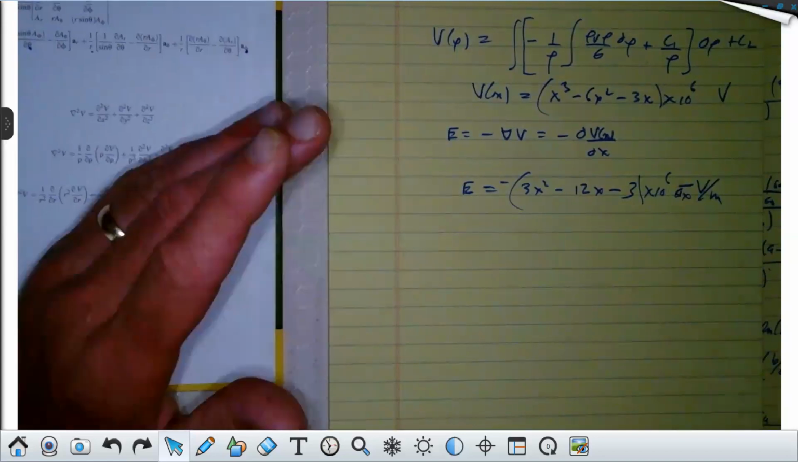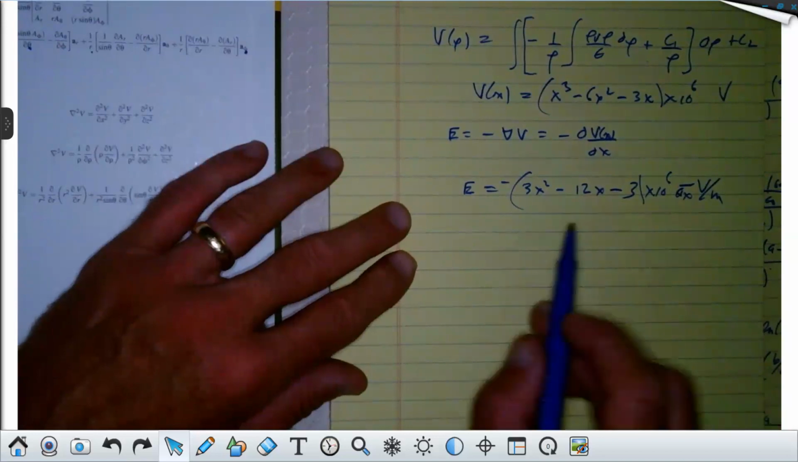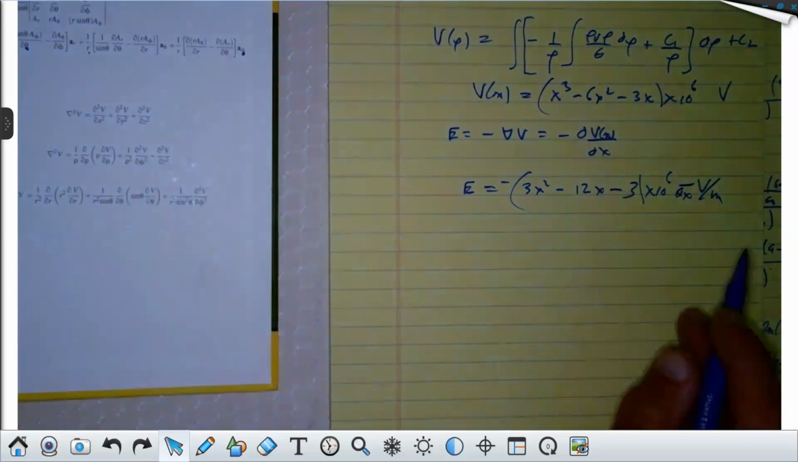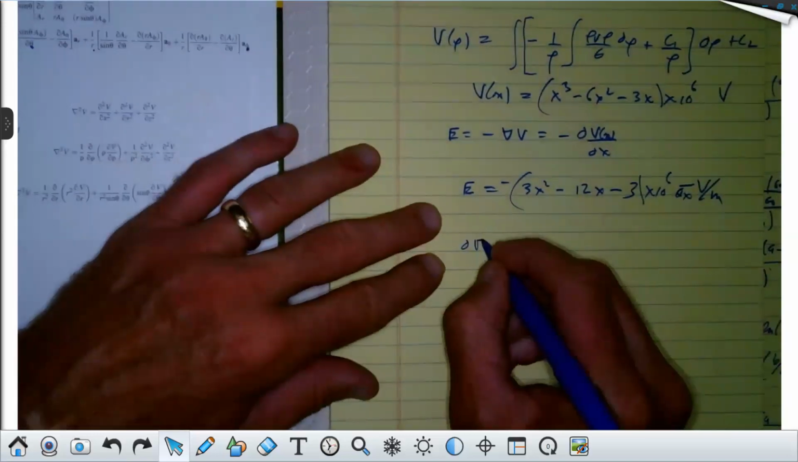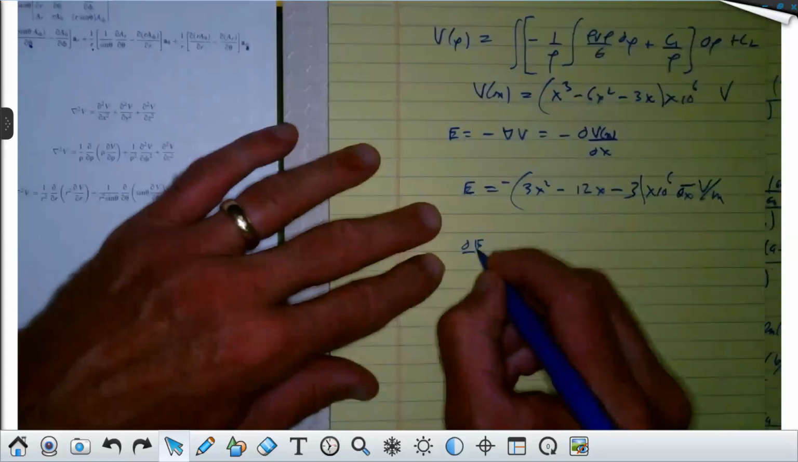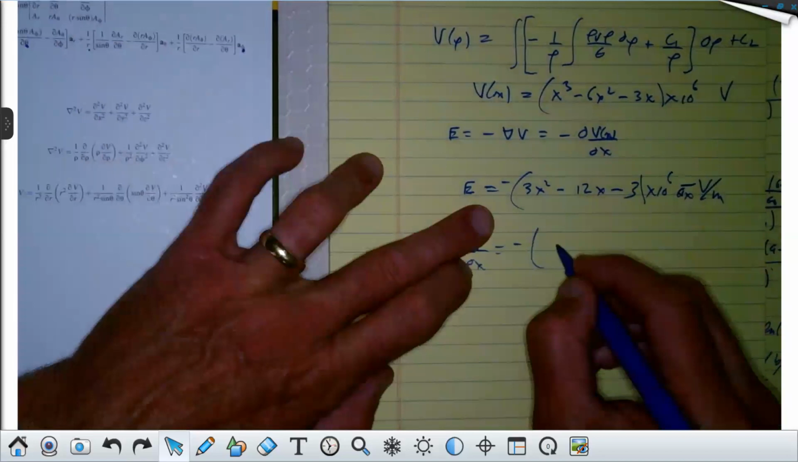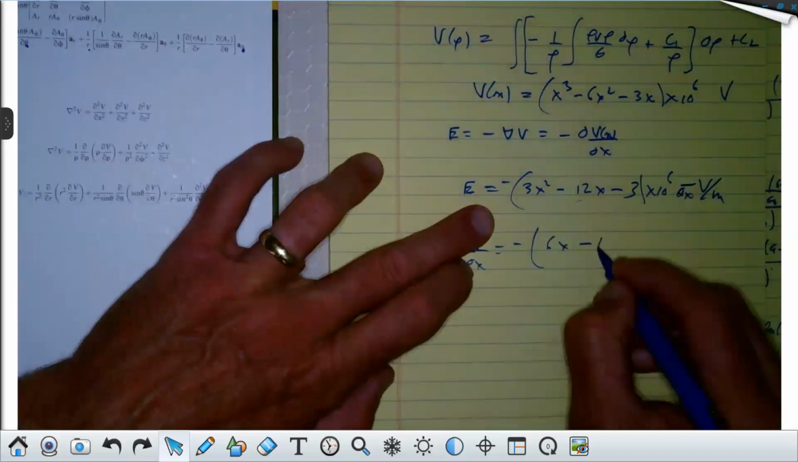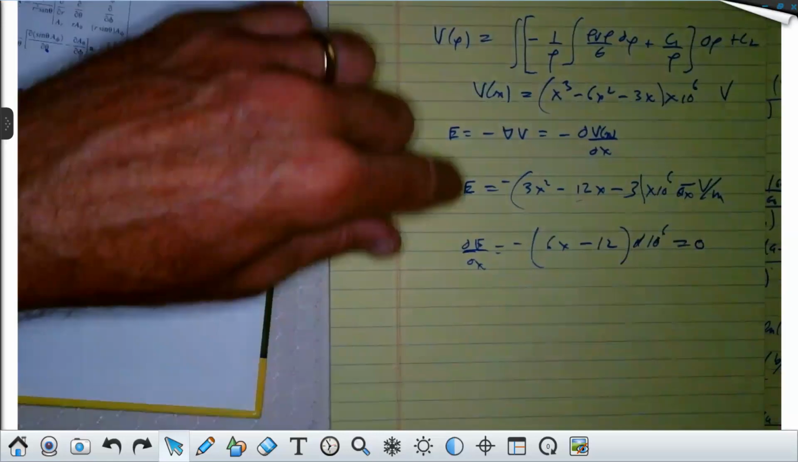You can set that derivative equal to 0 and solve for x. We're going to have to take another derivative, right? This is the E field. We have to find out where the E field is a maximum, so we first take another derivative. So we get dE/dx, and that means I have minus, and then inside here I have 6x, and then minus 12 times 10 to the 6th. And we're setting that equal to 0, correct?